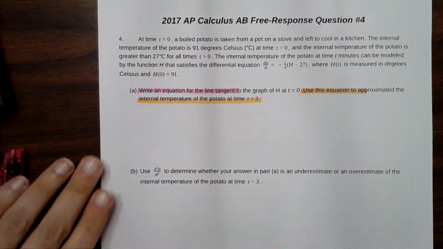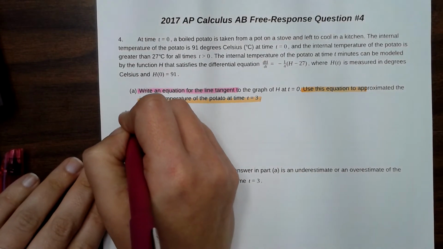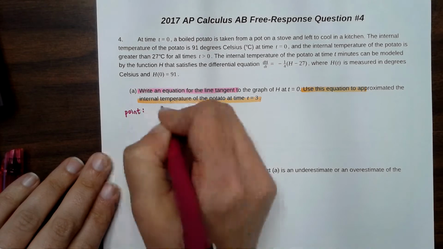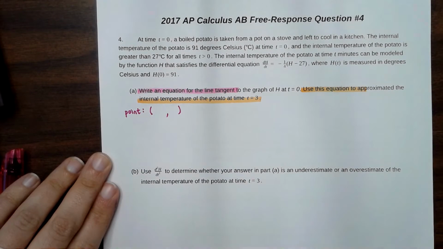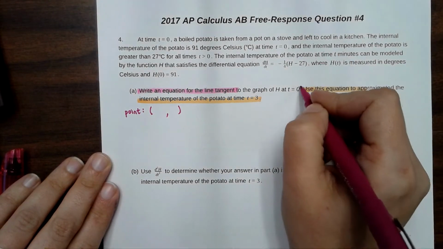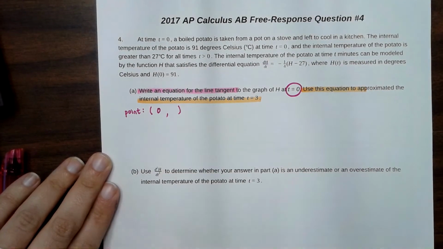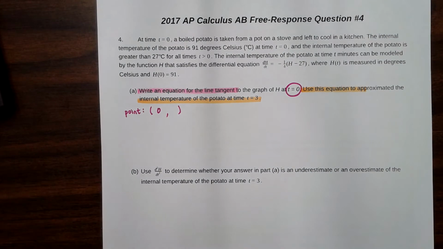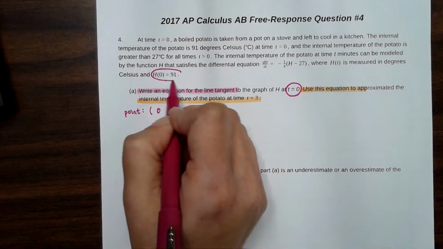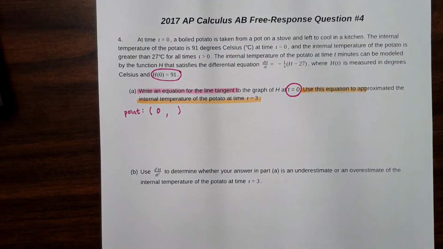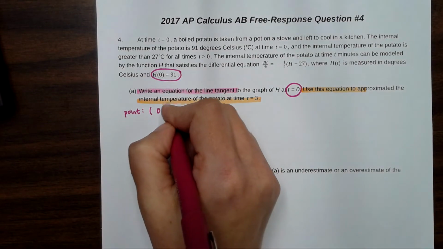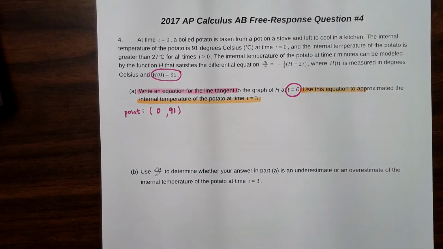Step 1 is to write the equation of the tangent line. Anytime you need to write an equation, you need a point and you need a slope. Now it tells me to write the equation of the tangent line at t equals 0, so 0 will be my input. I'm also given the initial value in the instructions that when 0 is the input, 91 is the output. So that's my point that I'm going to use.